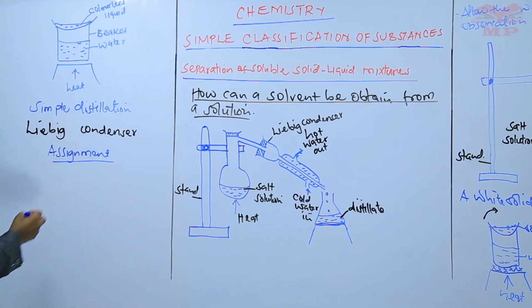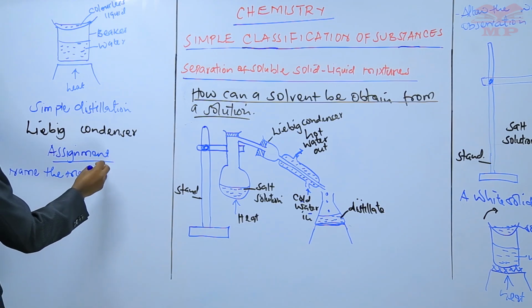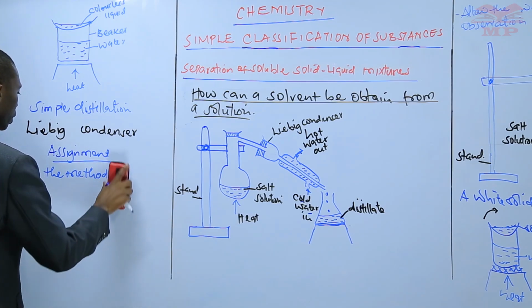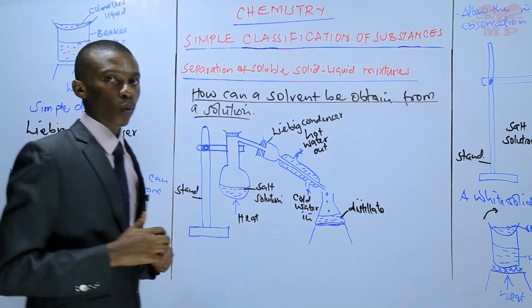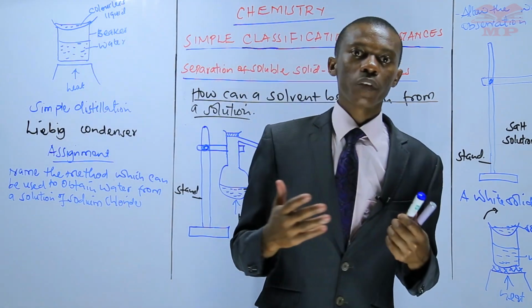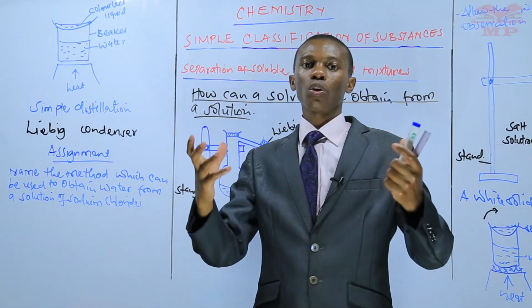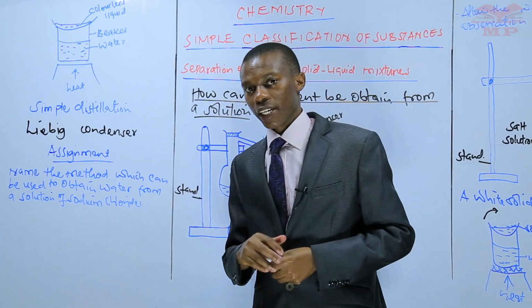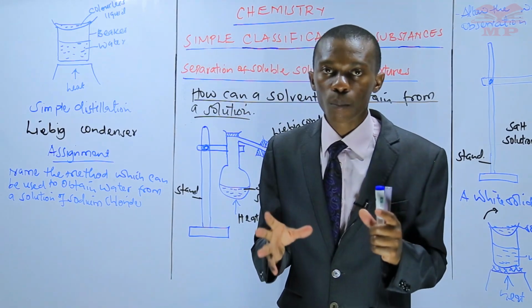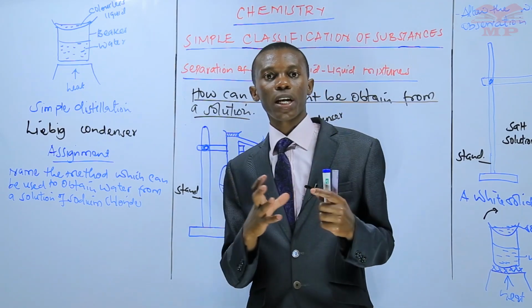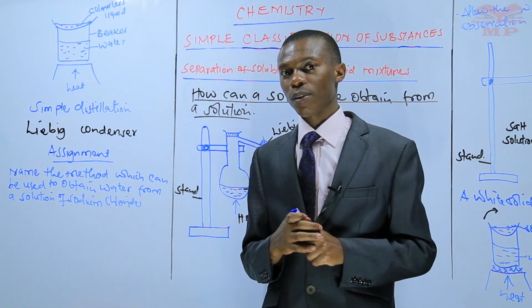And the assignment is, name the method which can be used to obtain water, which is the solvent, from a solution of sodium chloride. Name the method you can use to obtain water from a solution of sodium chloride. That is a simple one.